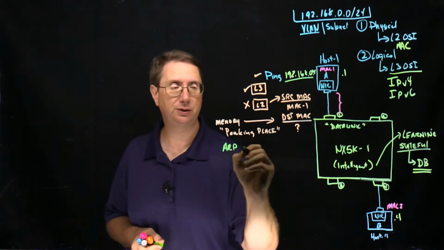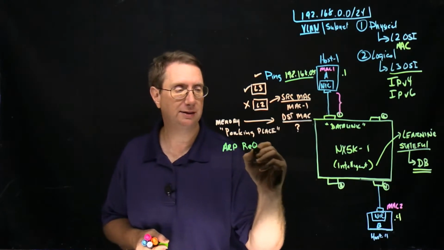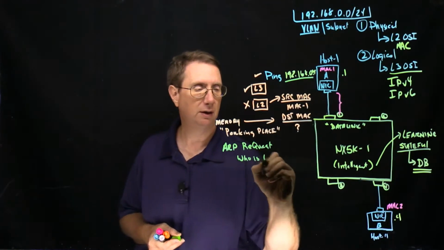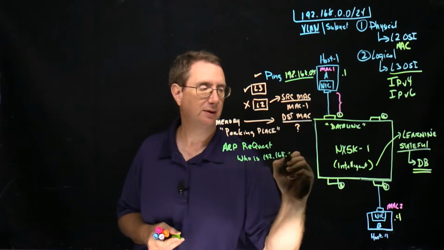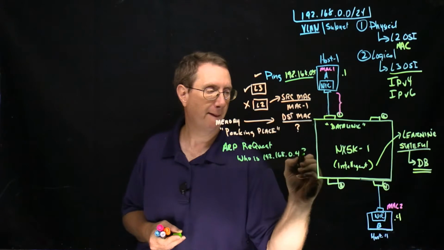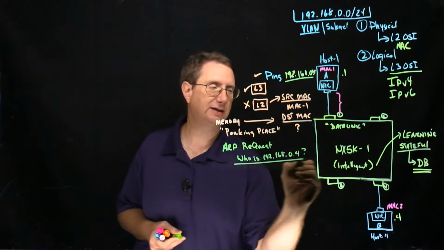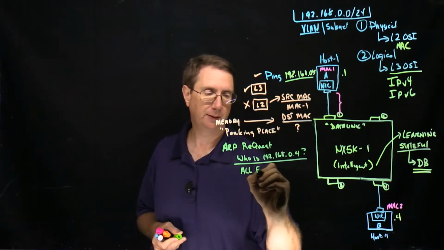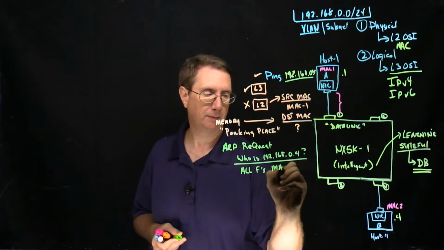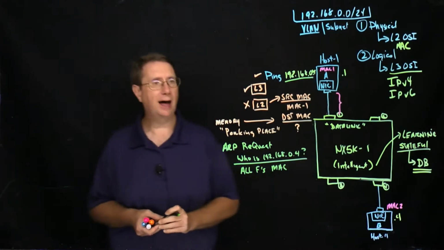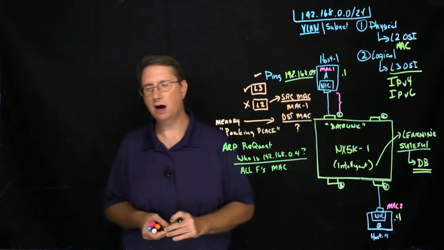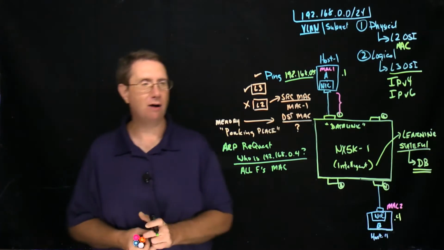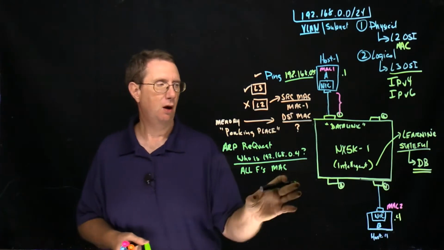So what I'm going to do is I'm going to send out an ARP request, and that ARP request again is going to say who is 192.168.0.4. And we already know that it's going to be sent to the all Fs MAC address. So, I mean, we've learned a lot up to this point. However, what I want to do is talk about the behavior and how our devices are going to respond to this.